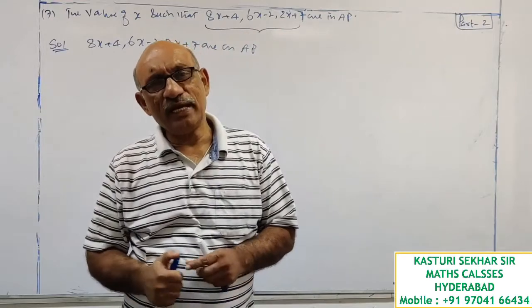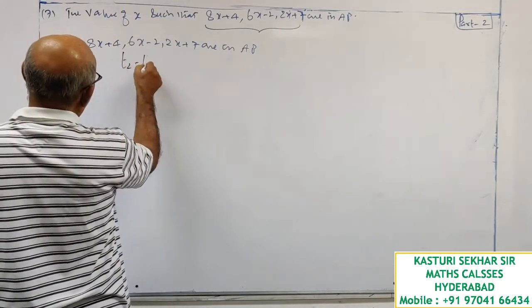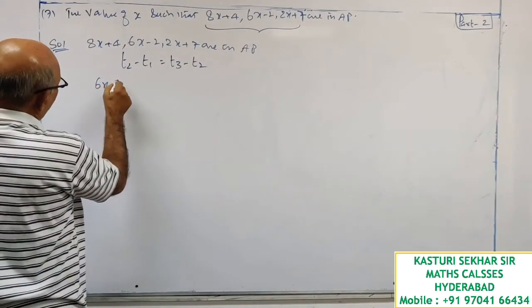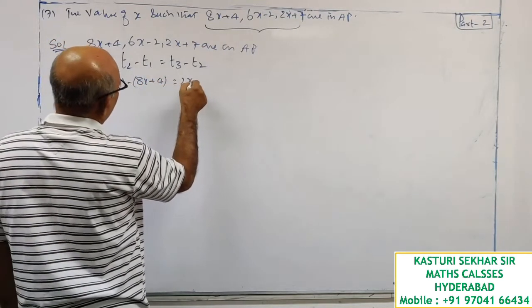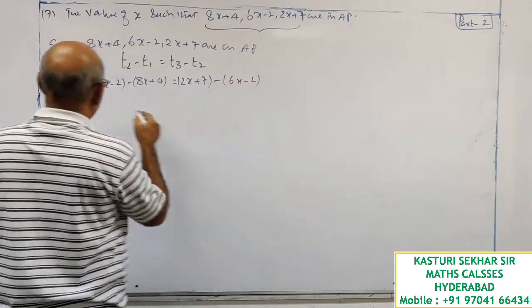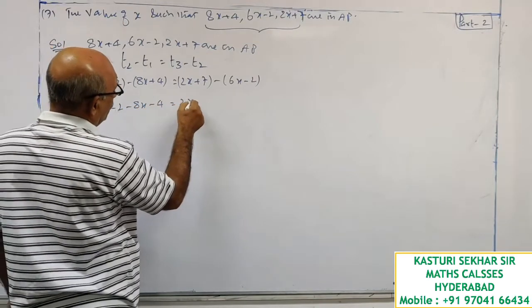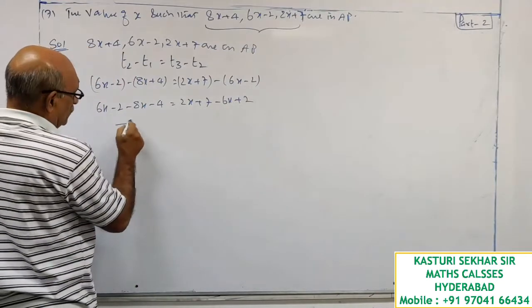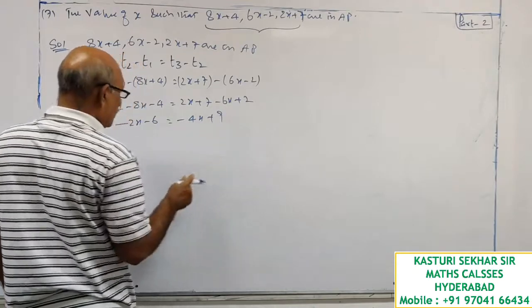So when three terms are in AP means common difference is same. We can use the concept: second term minus first term is equal to third term minus second term. 6x minus 2 minus 8x plus 4 is equal to 2x plus 7 minus 6x minus 2. 6x minus 2 minus 8x minus 4 is 2x plus 7 minus 6x plus 2. So minus 2x minus 6 is minus 4x plus 9.